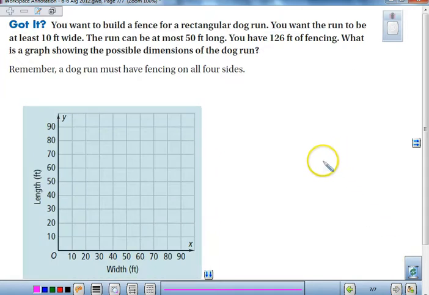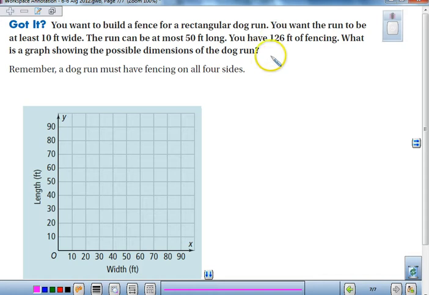It's now your turn to try it. The question says you want to build a fence for your dog to run. You want the run to be at least 10 feet wide. The run can be at most 50 feet long, and you have 126 feet of fence. What is the graph showing the possible dimensions?